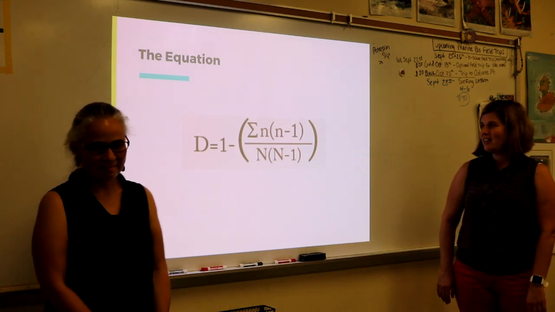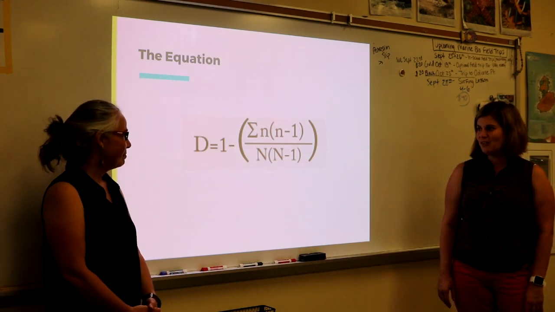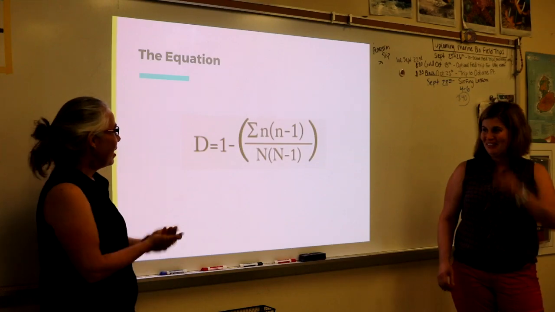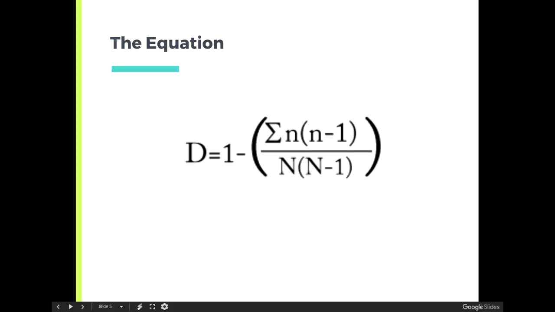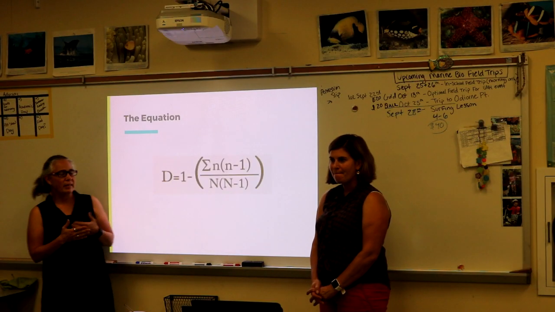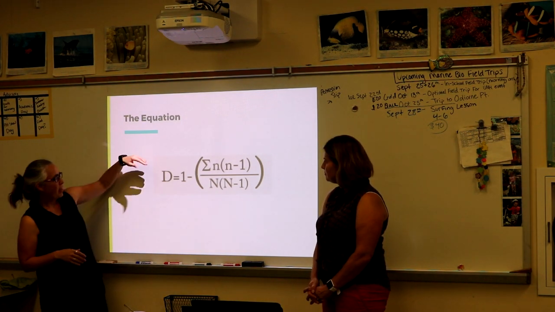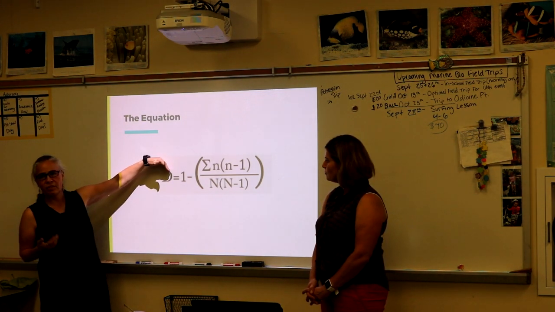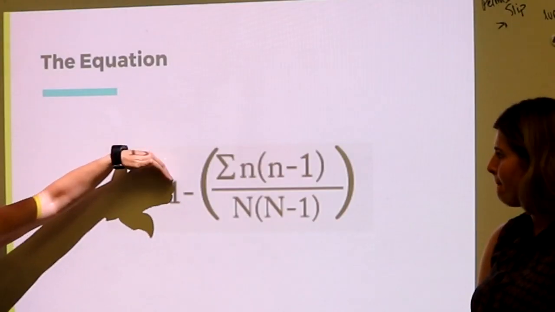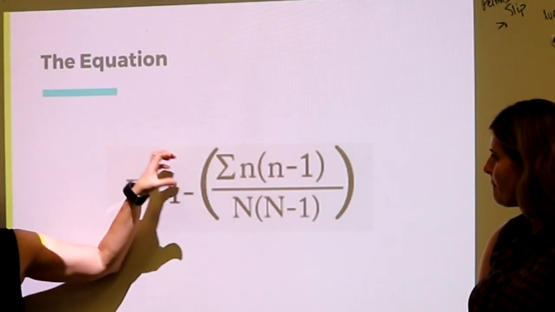All right, so this is the equation that we're going to use. I want to hit a couple pieces of this because when people look at equations, they automatically look at the symbols and get a little confused. But each of these pieces has a certain meaning, and Julianne's going to go over how it actually works. But just really quickly, the D stands for your diversity. We'll explain why you're subtracting this from 1.